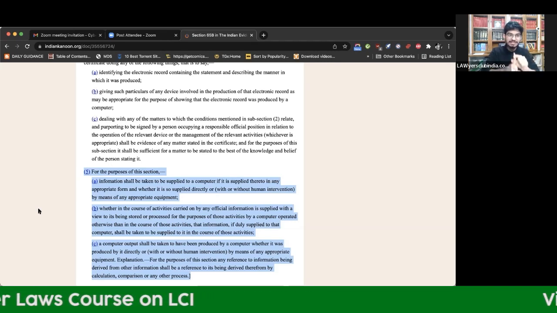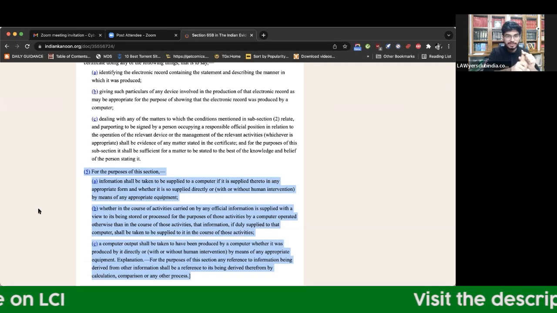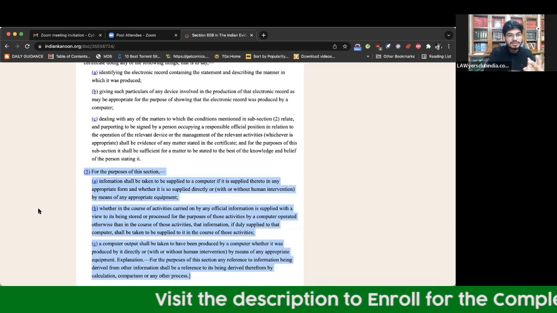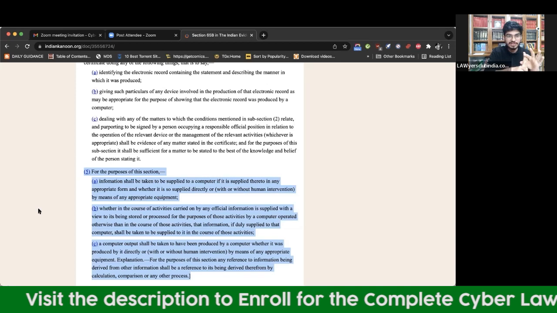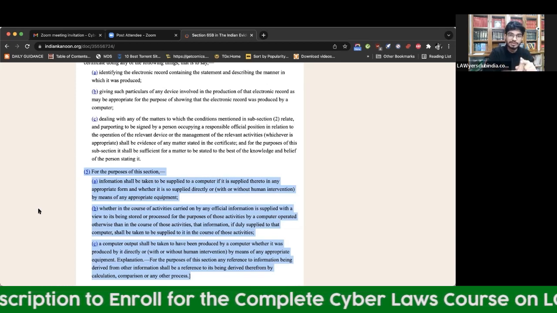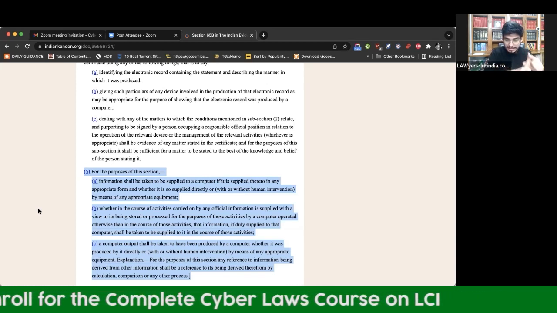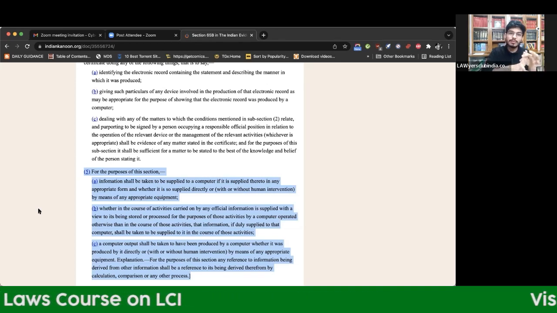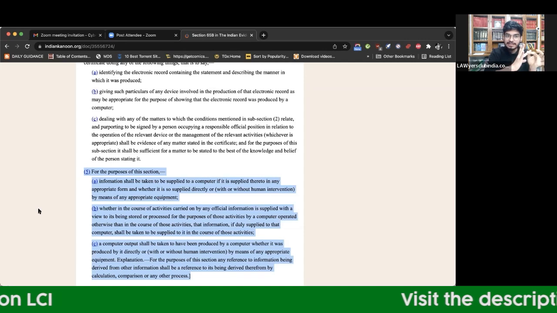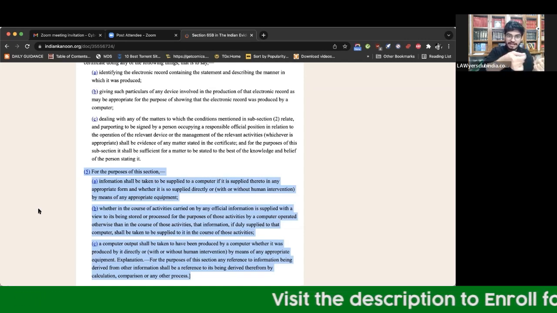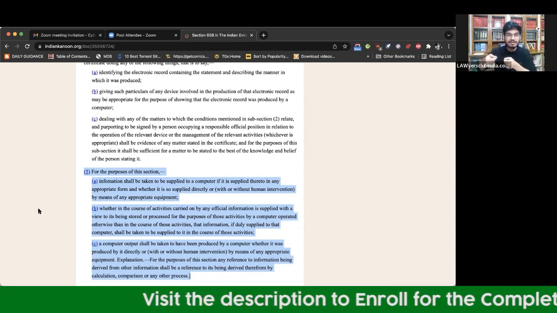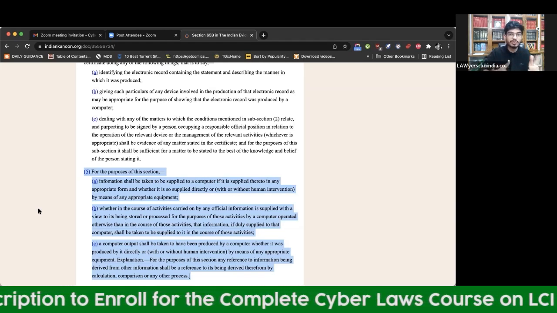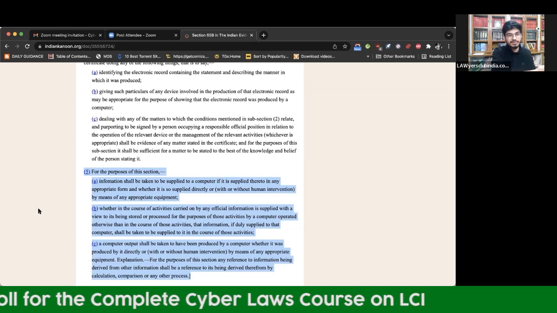So that is your interaction with the computer, not the printer. Then it was supplied directly to the computer without human intervention. Again, your interaction with the computer, not the printer. And then it was taken out by means of appropriate equipment. That is a printer, but it was just used to take out the print. It was nothing that you interacted with. It was just something that was following the command of its brain, which is the computer.